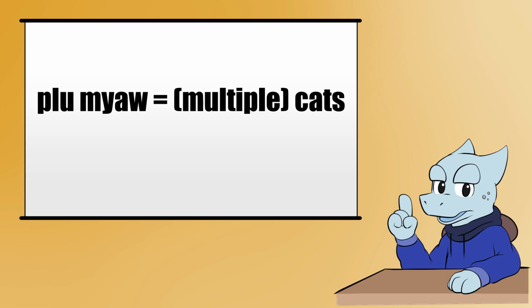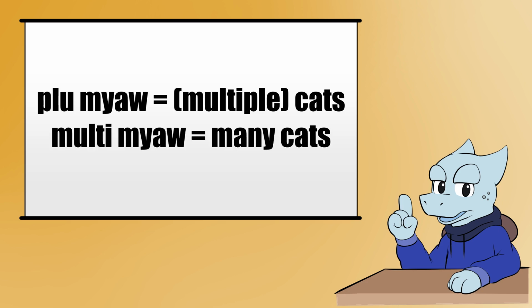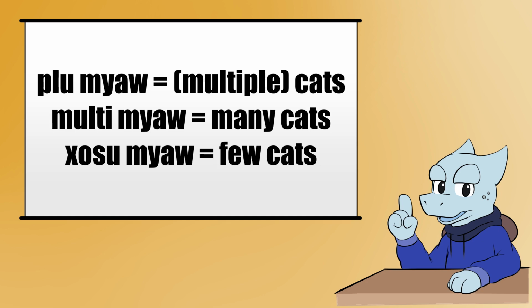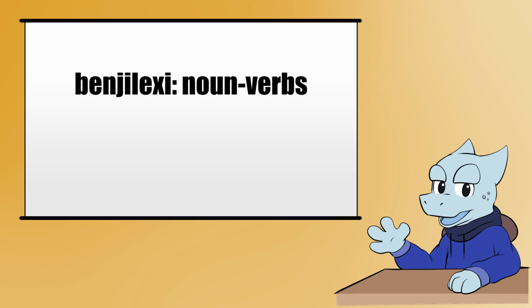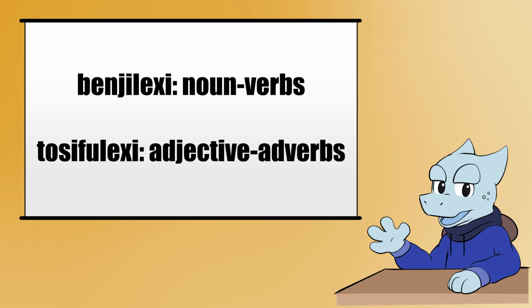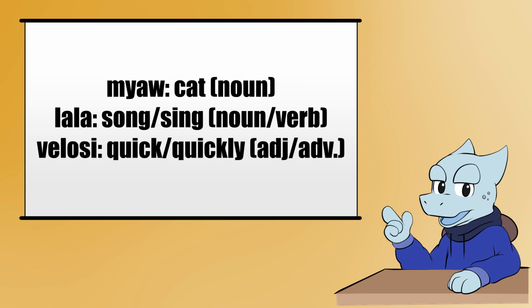Plu means multiple, so you can say "plu meow" for the plural form or imply it with multi, many, or shosu, few. The vast majority of words in Globasa fall under one of two specific categories. One can be used as either a noun/verb, while the other can be used as an adjective/adverb. While meow only means cat as a noun, lala can mean either song or sing, and veloci can mean either quick or quickly. The difference can be distinguished based on word order.